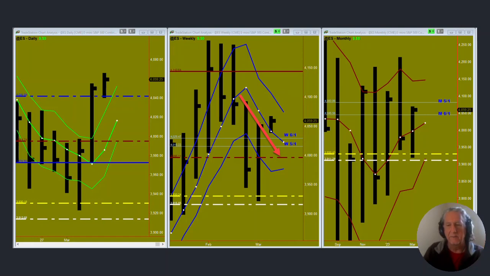Over here on the monthly chart, that 5-1 would come up through the bottom of these two bars right up here. So this is the monthly 5-1 down, and we have a 5-1 up on the weekly chart. So there are some interesting ranges forming here that we can start to look at.